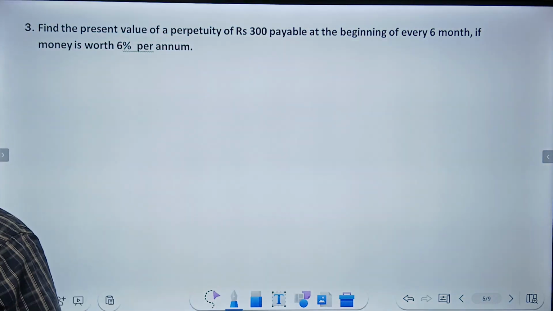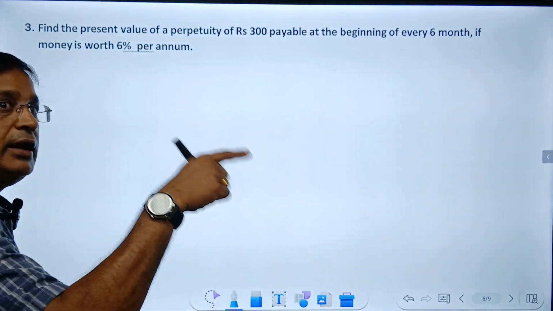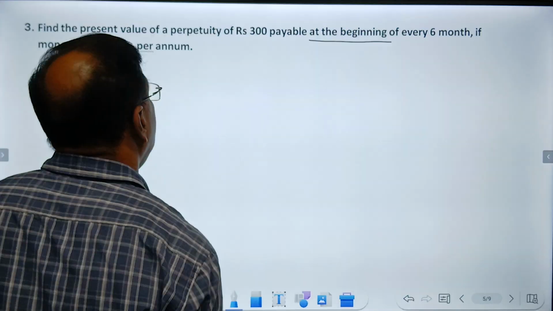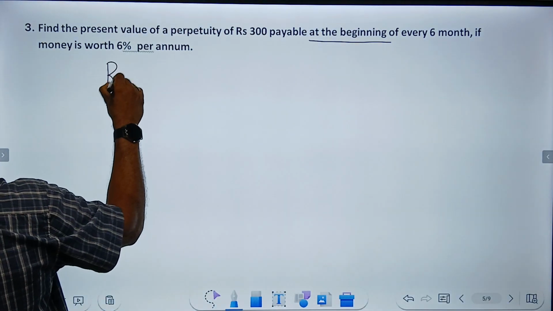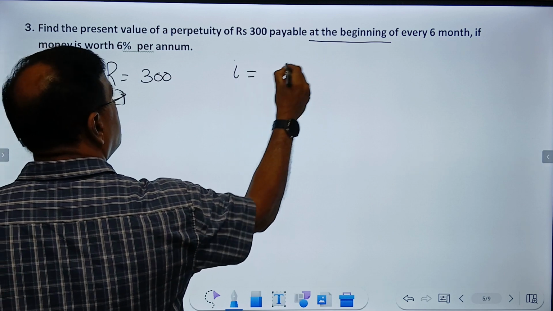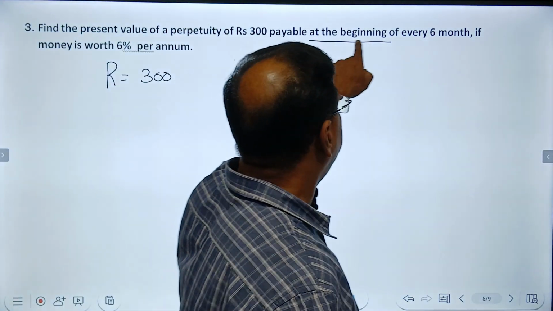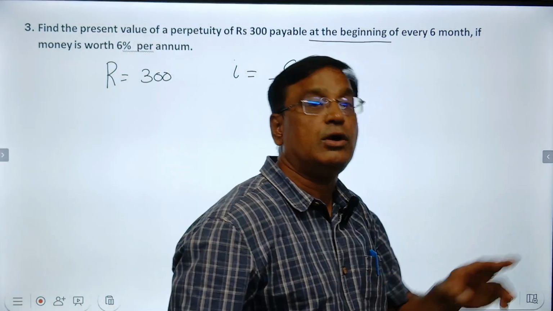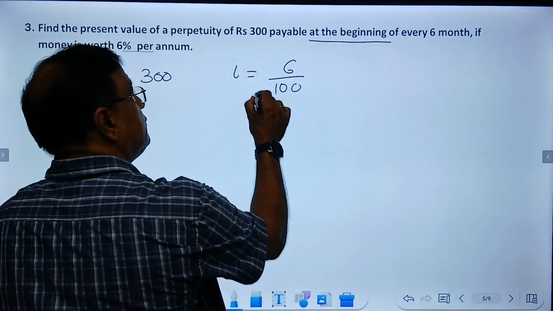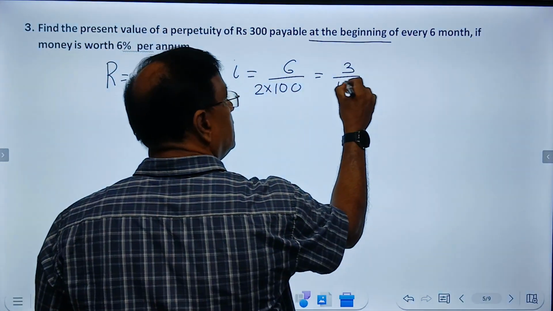Find the present value of perpetuity of rupees 300 payable at the beginning. Okay. Interesting word, at the beginning. So it is type 2. So what is R? R is 300. And what is my rate of interest? 6 by 100. But at the beginning of every 6 months, so half yearly. So that means in a year you're going to pay 2 times. So the interest has to be divided by 2. So it is 3 by 100.